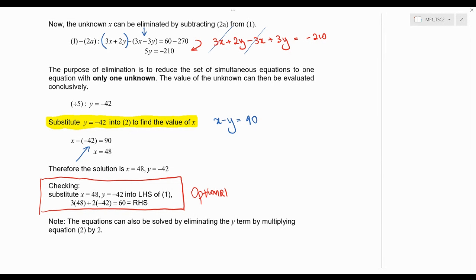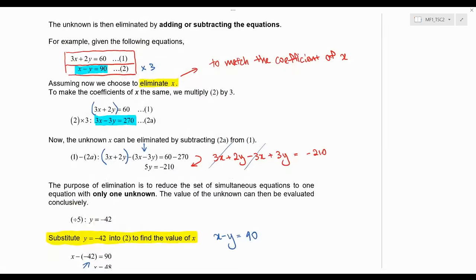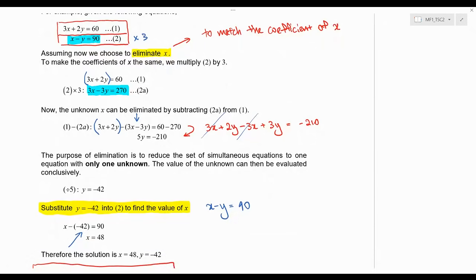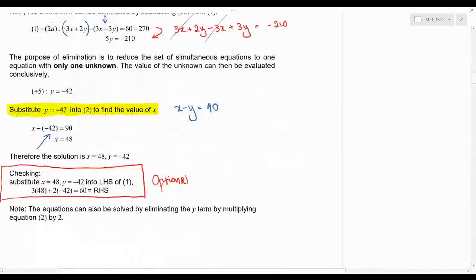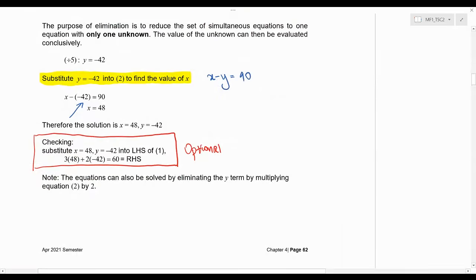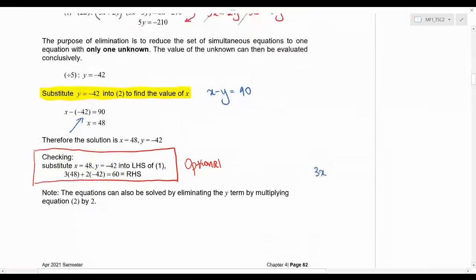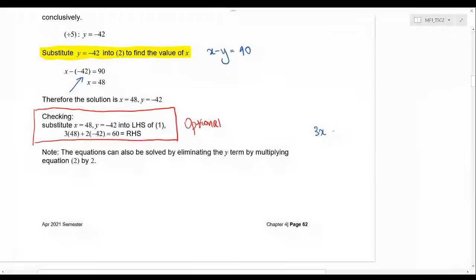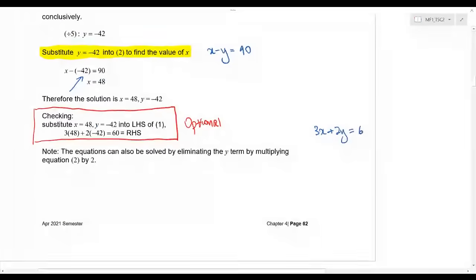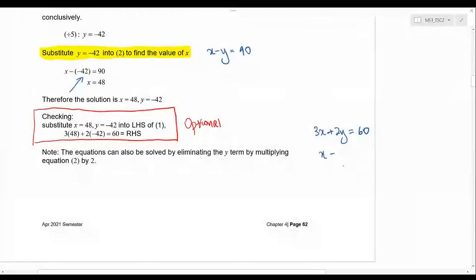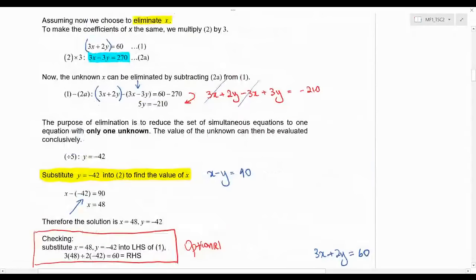Okay, so the last statement you see at the bottom of the page is that elimination doesn't have to be for x. You can also eliminate y by matching the coefficient. So if you look at the original equations, 3x plus 2y equals 60, and x minus y equals 90. The alternative is that you can also change the... let me copy down 3x plus 2y equals 60, x minus y equals 90.